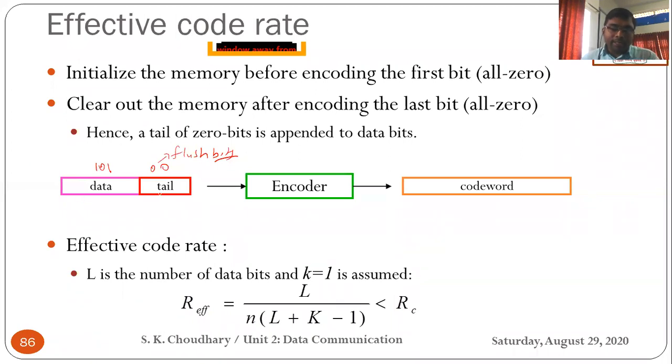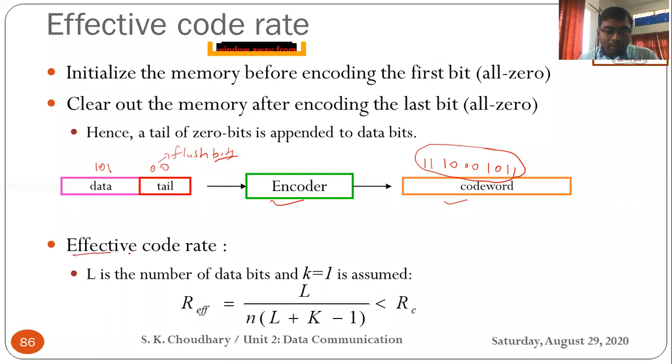When this whole data is passed through the encoder, the resultant code word we have generated is 11, 10, 00, 10, 11. So this is a 10-bit code word. Instead of 3 we have used 5-bit data actually. So what happens? Your code rate is decreased.